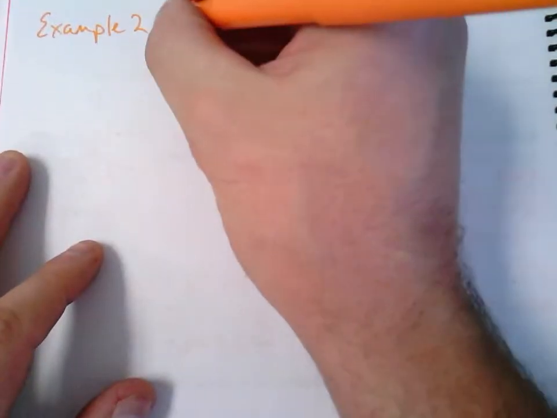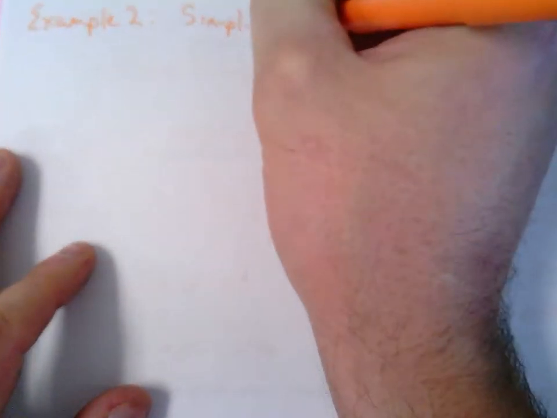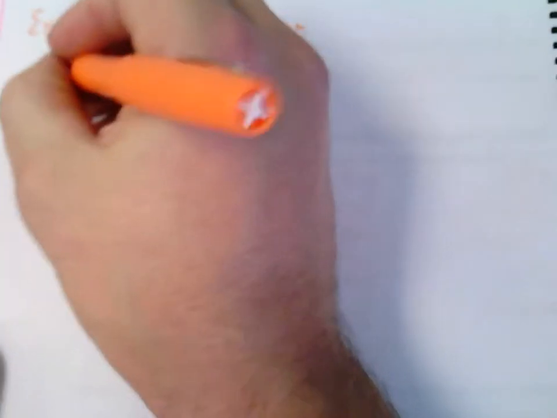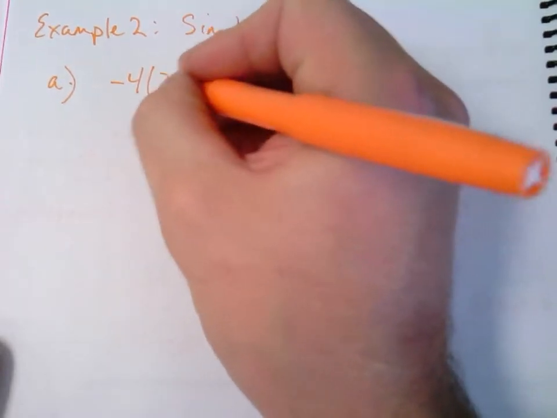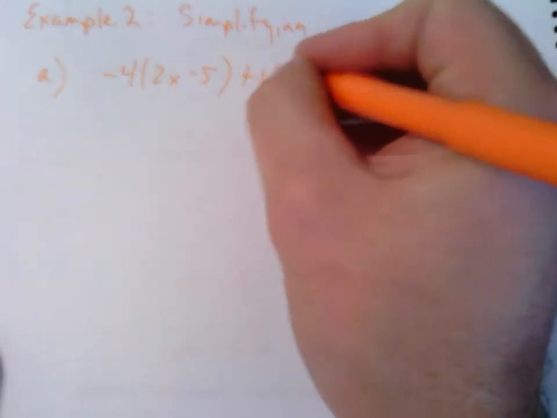And it's going to be simplifying. And I'm going to write an example down. Okay. So we have negative 4, 2x minus 5, plus 15.